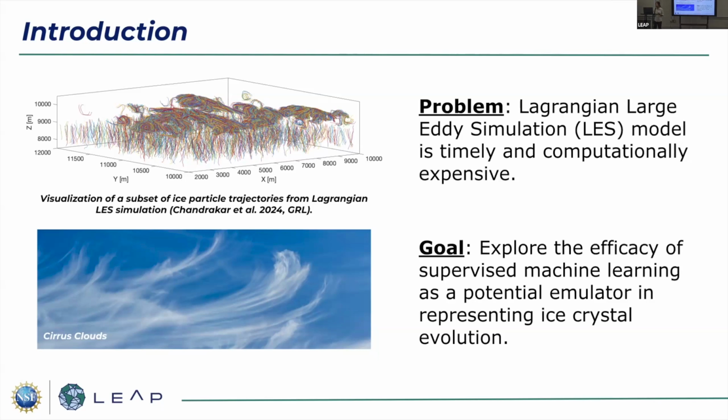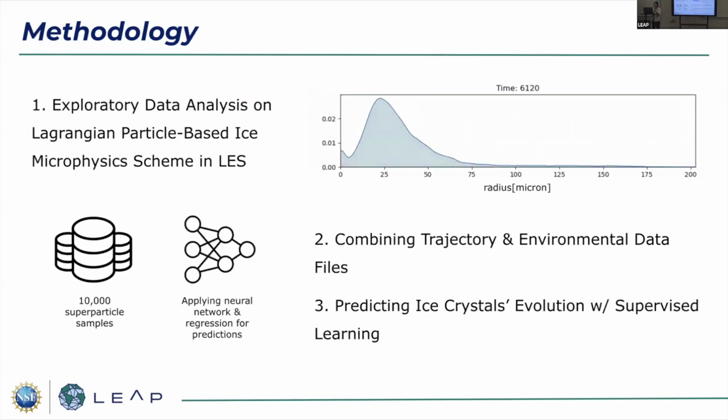So what I'm trying to look into is whether or not a supervised machine learning model can serve as a substitute emulator in representing the ice crystal evolution. The biggest chunk of my project was just exploring the data, since we are the first ones to work with this data set. We did a lot of exploratory data analysis.